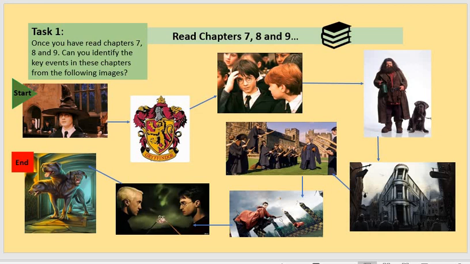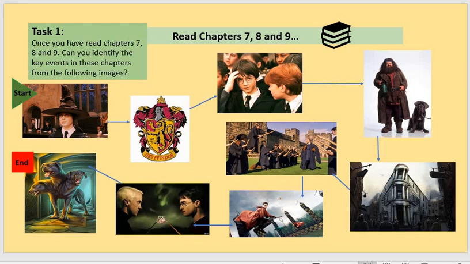So after you've done so, can you please do task number 1? Once you've read chapters 7, 8 and 9, can you identify the key events in these chapters from the following images? There's a flow of images here, and where the green triangle is, this is where you'd start. Now you need to identify the key events from these 3 chapters that these photographs correspond to.